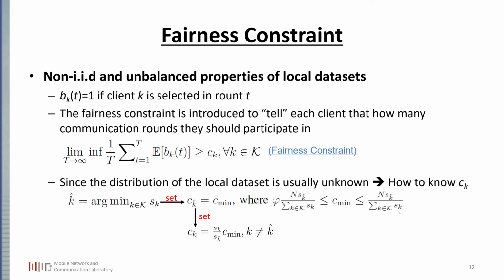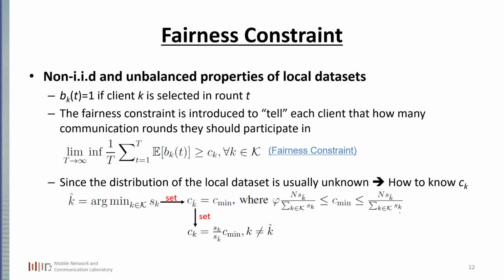And the fairness constraint is introduced to tell each client how many communication rounds they should participate in. A binary variable b_k^t is defined as an indicator. So if b_k^t equals 1, it indicates that client K is selected in round T, and otherwise b_k^t equals 0. Then the fairness constraint is formulated as below.